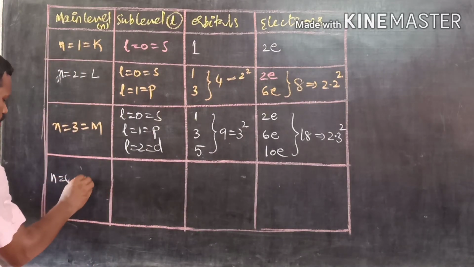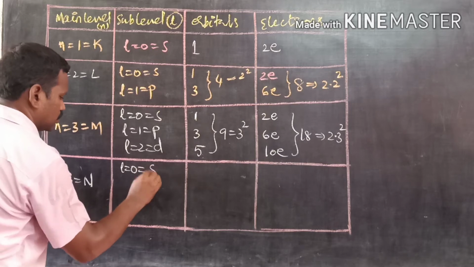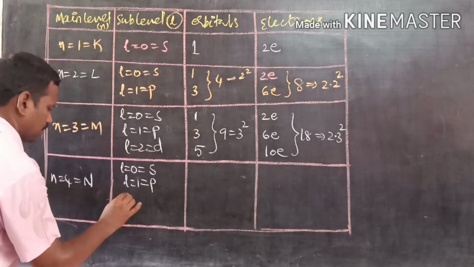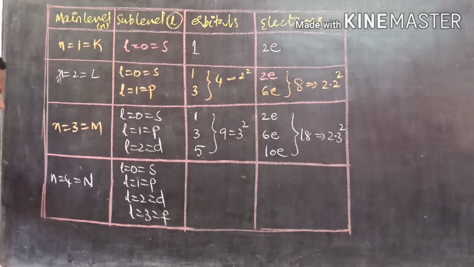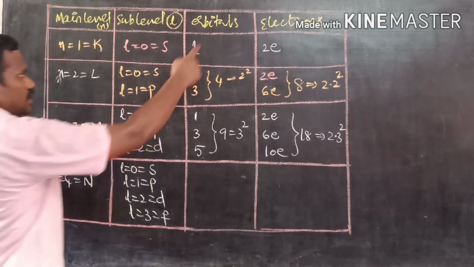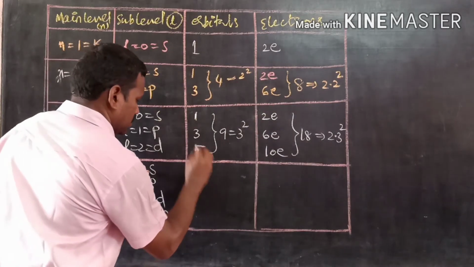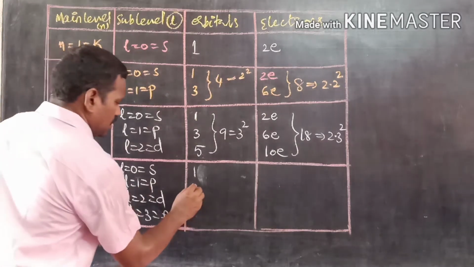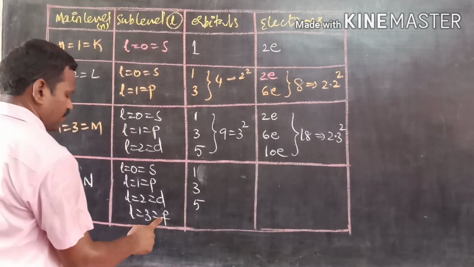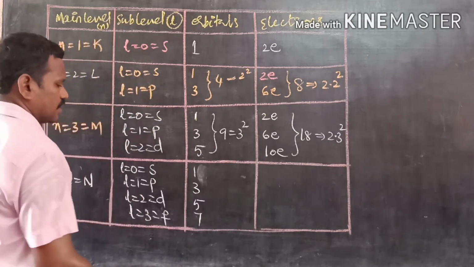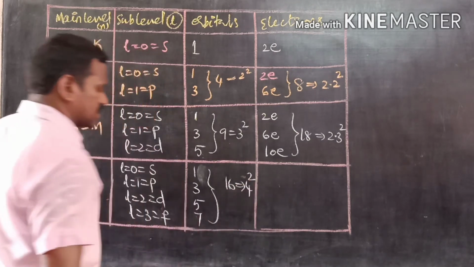N is equal to 4, that is main level 4, having 4 sublevels. They are L is equal to 0, S sublevel, L is equal to 1, P sublevel, L is equal to 2, D sublevel, as well as L is equal to 3, F sublevel. These sublevels are again divided into orbitals. Now how many orbitals are there? The S sublevel has 1 orbital, the P sublevel 3 orbitals, the D sublevel 5 orbitals, and the F sublevel can accommodate 7 orbitals. The total number of orbitals is 16. It can be written as 4 square.